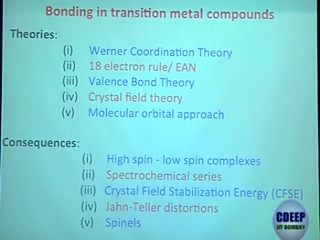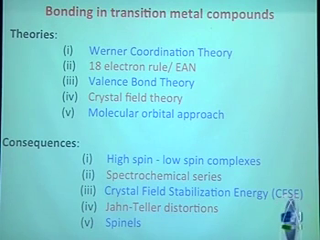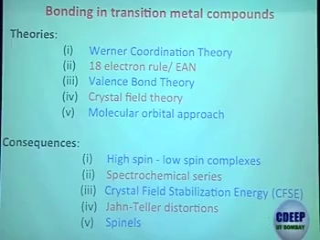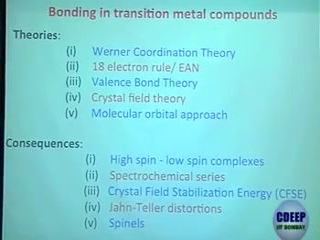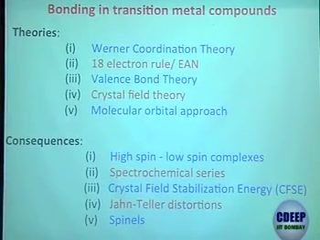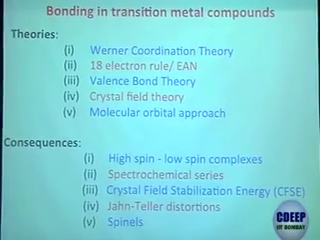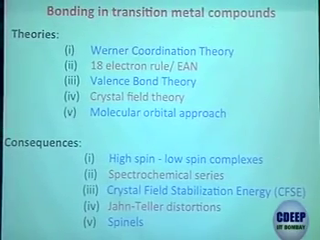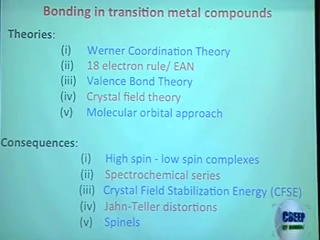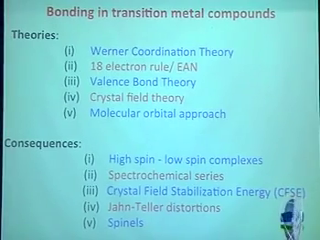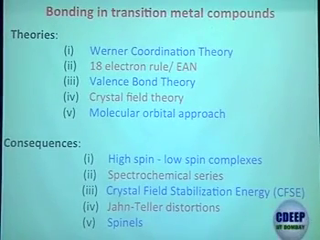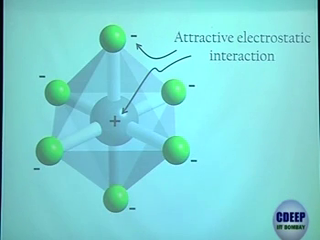So the major objective for this syllabus or for this chapter and the next chapter is definitely giving you an idea about these high spin, low spin complexes, the spectrochemical series. I hope you have come across this term in the last class, crystal field stabilization energy, Jahn-Teller distortion and spinel. These are the last two topics we will discuss today. I will briefly give you an overview of what we have discussed in the last class.